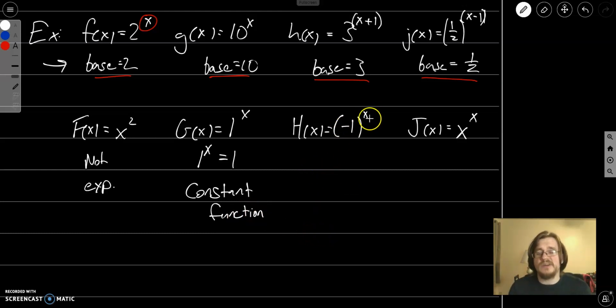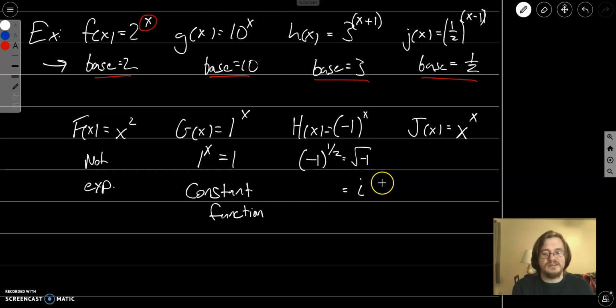Here we have -1 to the x power, and this again looks like an exponential function, but if we think about what happens if I start plugging in numbers for x, for instance 1/2, well, this is the square root of -1, which is the imaginary number i. Well, this causes some problems because we want to consider functions where if you plug in a real number, you get a real number. We don't want to see imaginary numbers popping out of here. So we also do not consider this an exponential function.